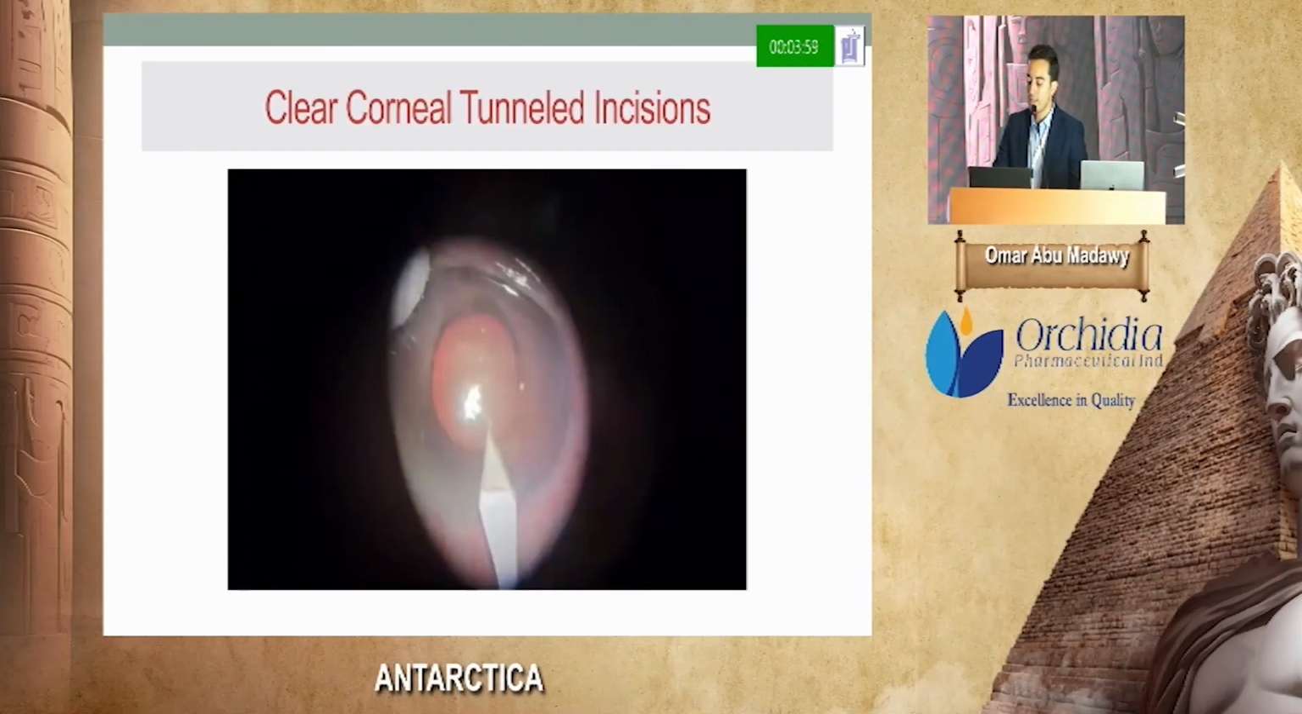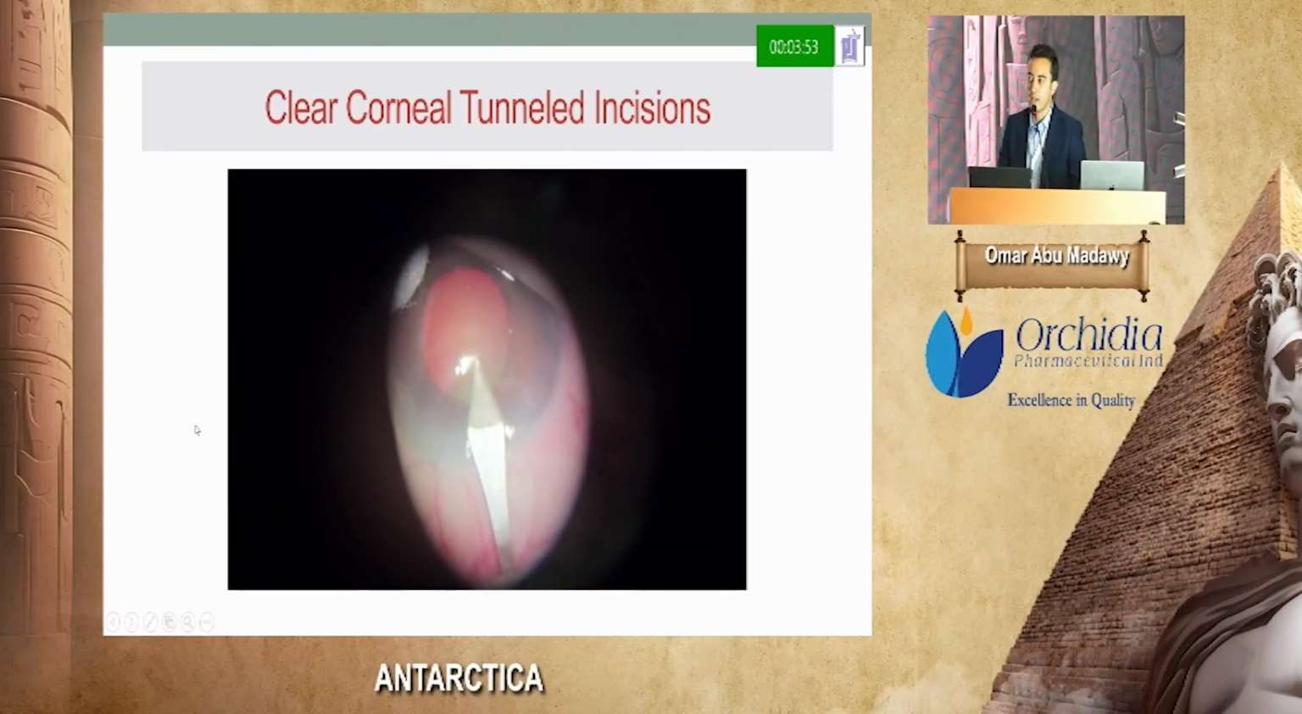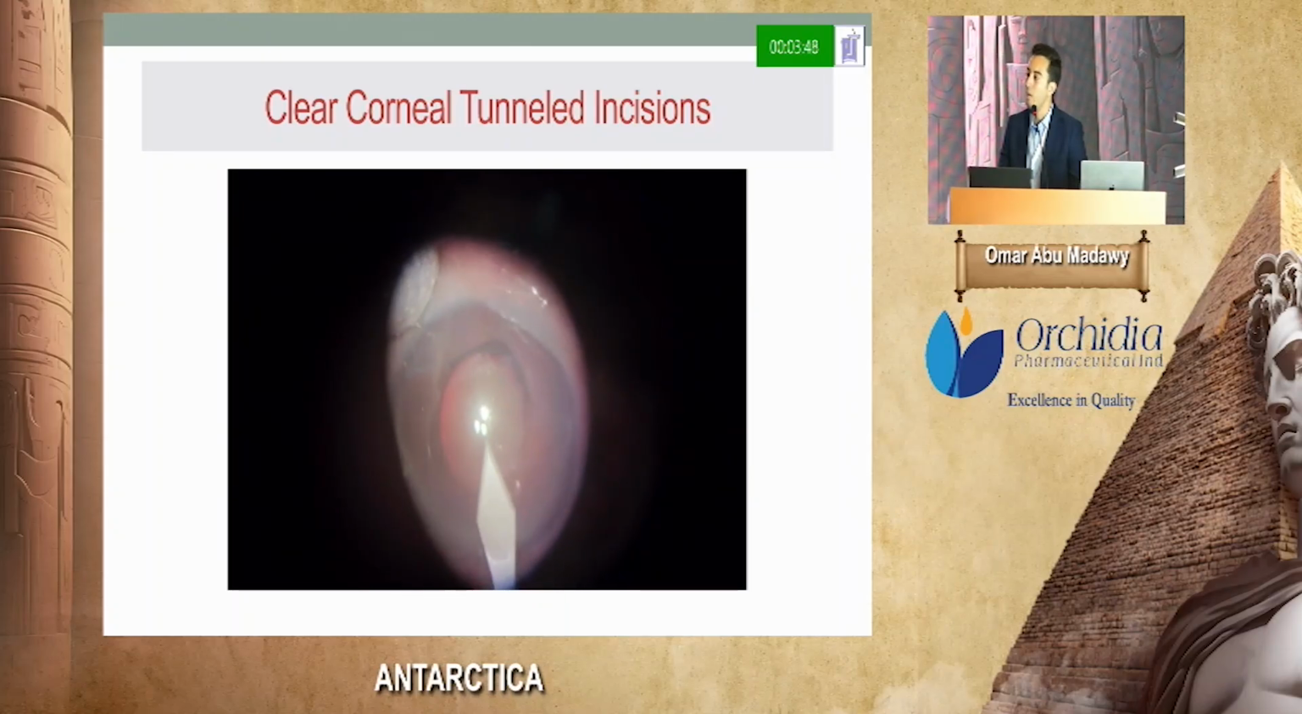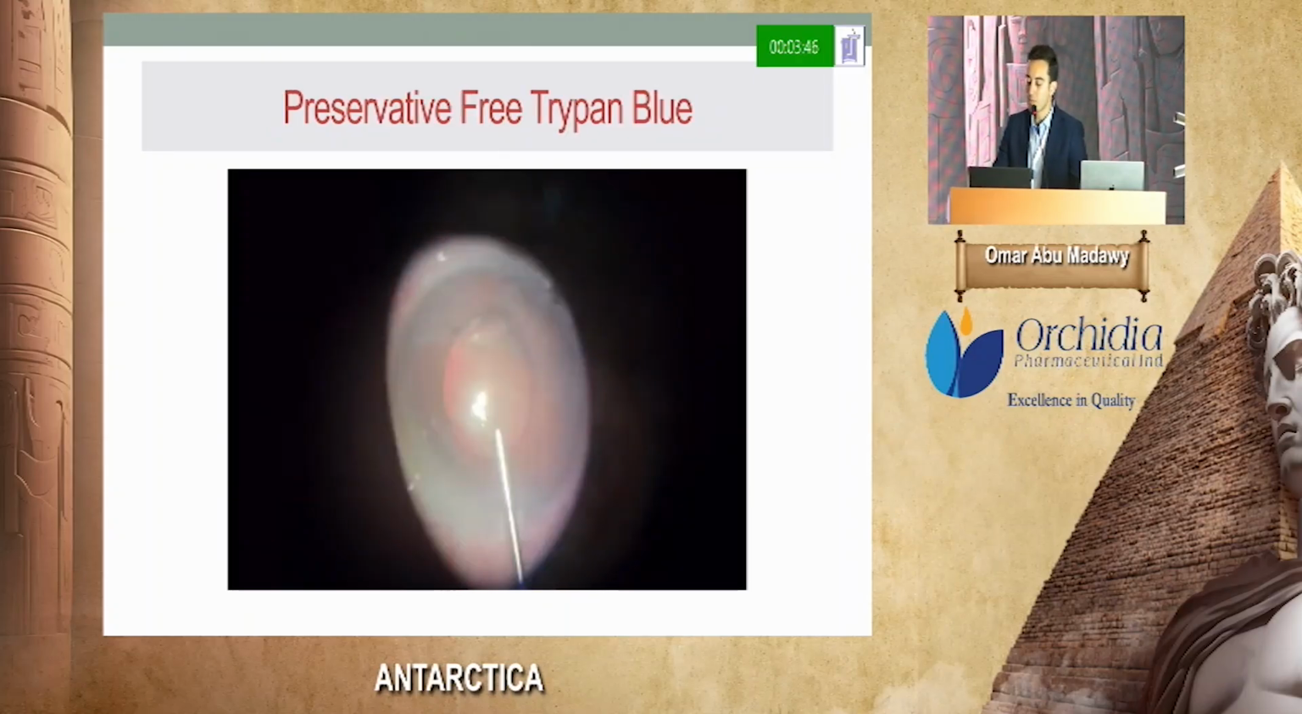The first difficulty that I faced is the shallow AC, iris atrophy, and the possibility of forming peripheral anterior synechiae and secondary glaucoma. So I decided to do clear corneal, very long tunneled incisions. Secondly, the use of a preservative-free trypan blue. Trypan blue is a must when doing phaco in ICE cases.